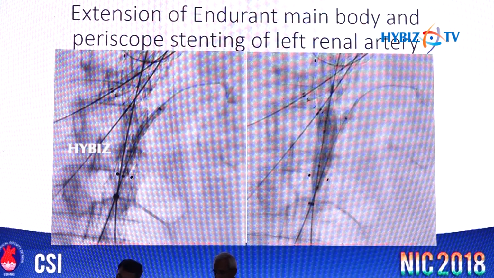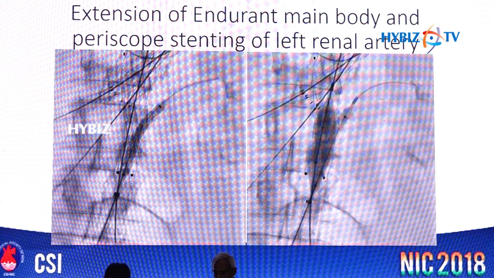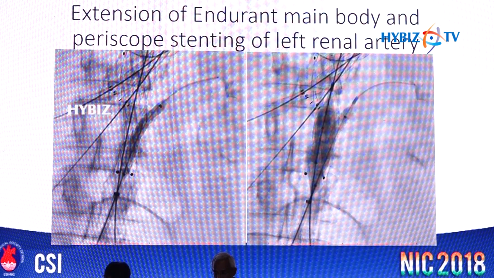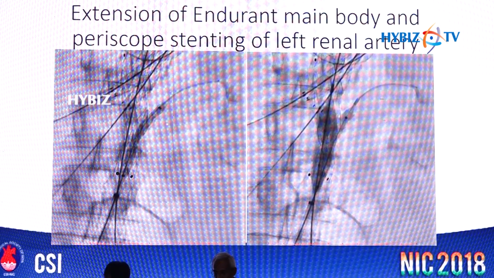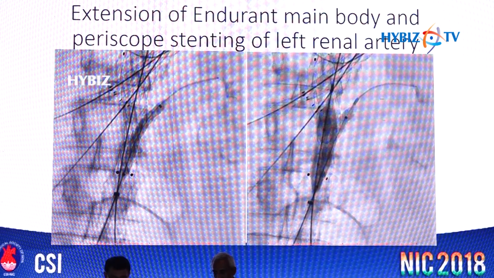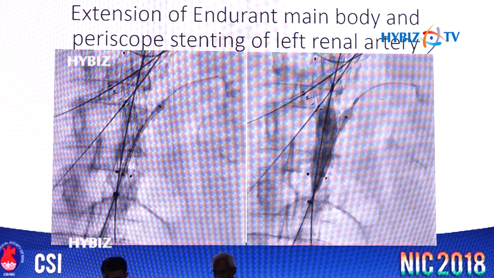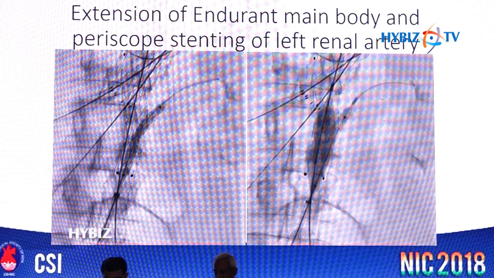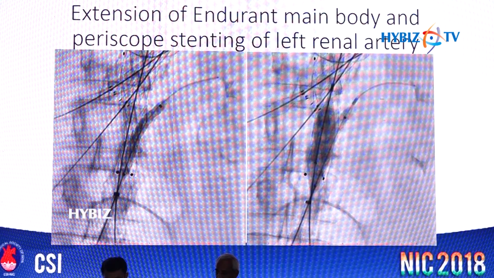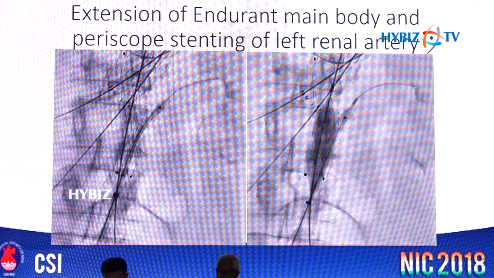So the next part was to secure the left renal artery. Prior to that, we deployed the extension of the Endurant main body into the distal terminal aorta, and then we put a periscope strategy stenting into the left renal artery. We used a 5 mm balloon expandable stent. Another important factor that you need to look for is ending the periscope stent below the lower margin of the Endurant main body, because that only facilitates the preservation of flow in the left renal.